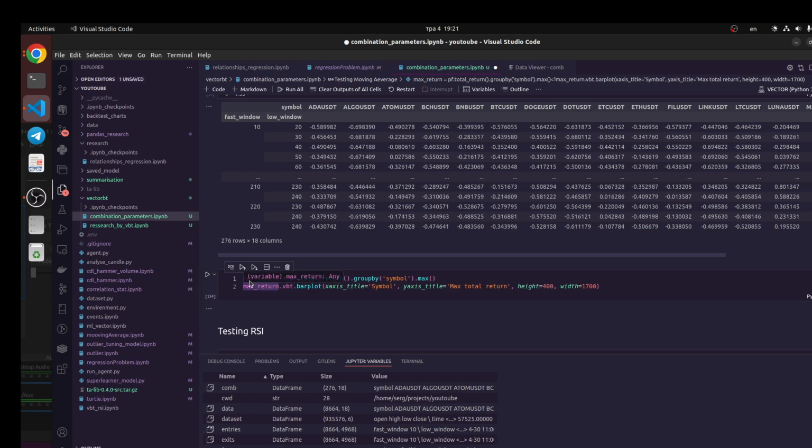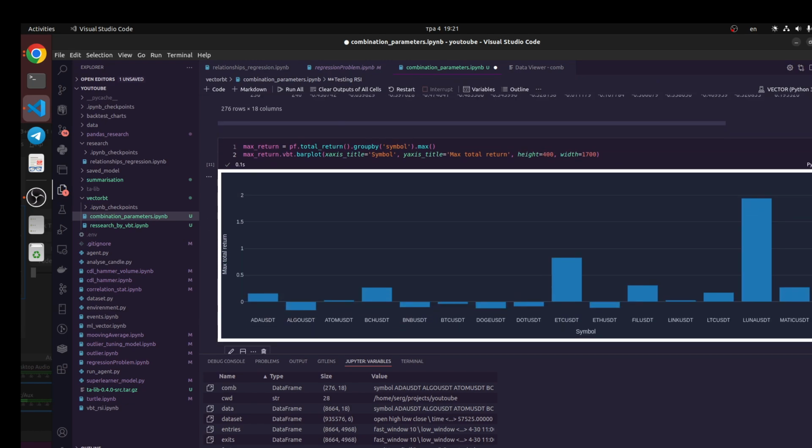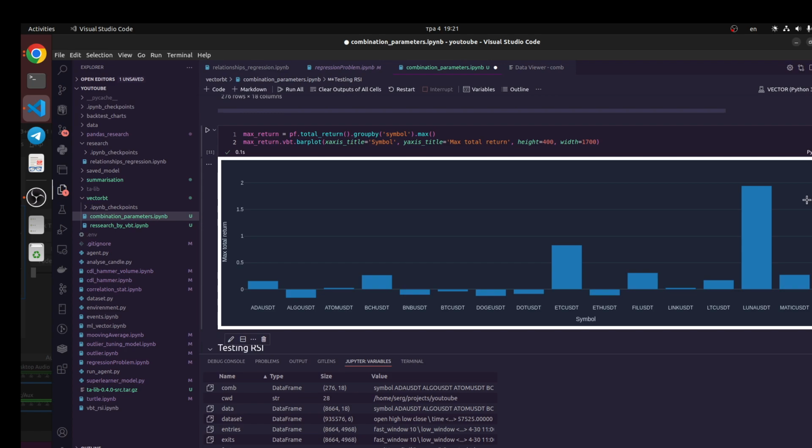And next we need to use vectorbt. And you see, this is a pandas data frame. If you want to apply some additional method from vectorbt, you need to call dot vbt and then a method from this library. I'm going to plot a bar chart, and I indicate some parameters like the size of these charts. Let's do it, how it looks. Okay, and you see this strategy works for Luna USDT, Matic USDT, for example, Ethereum USDT, and also Fuel USDT.